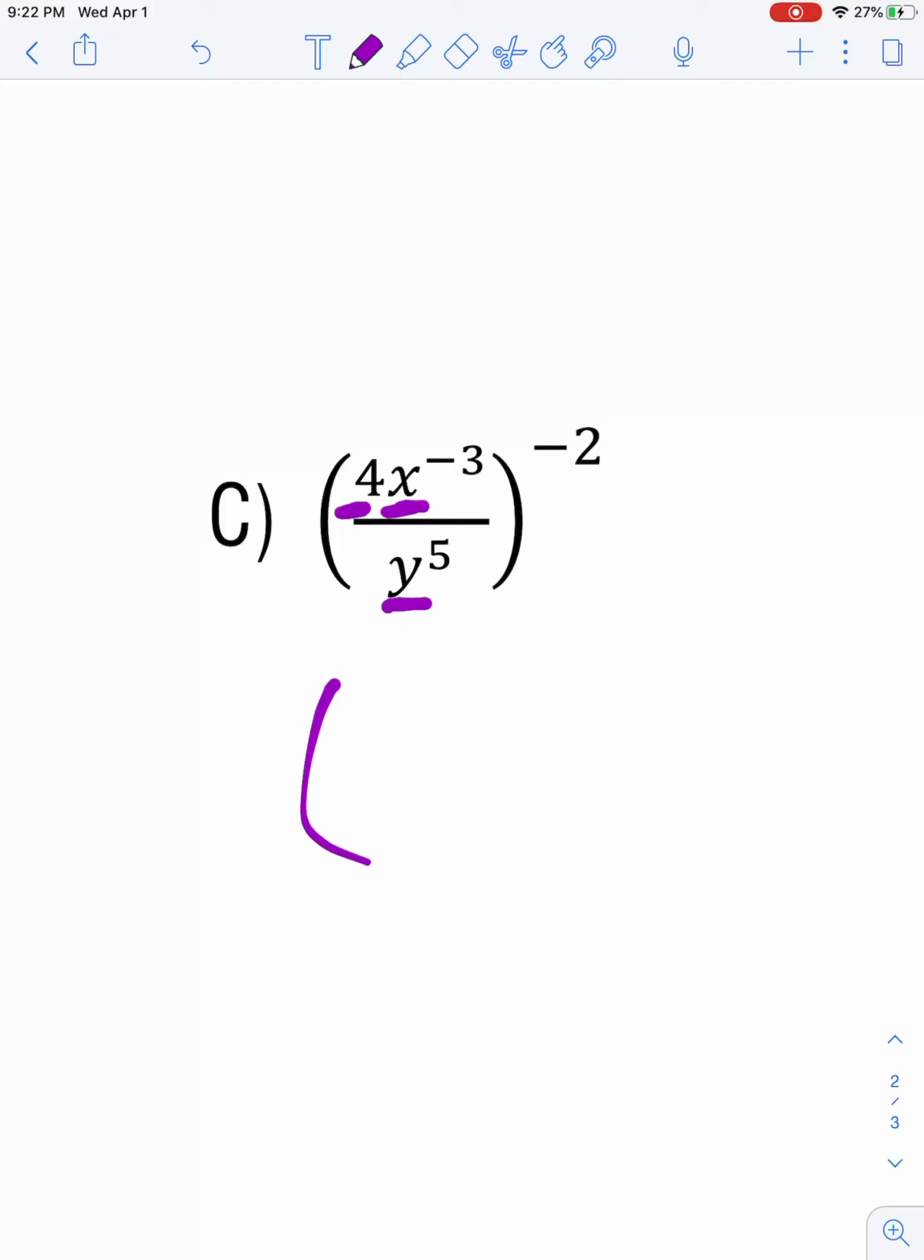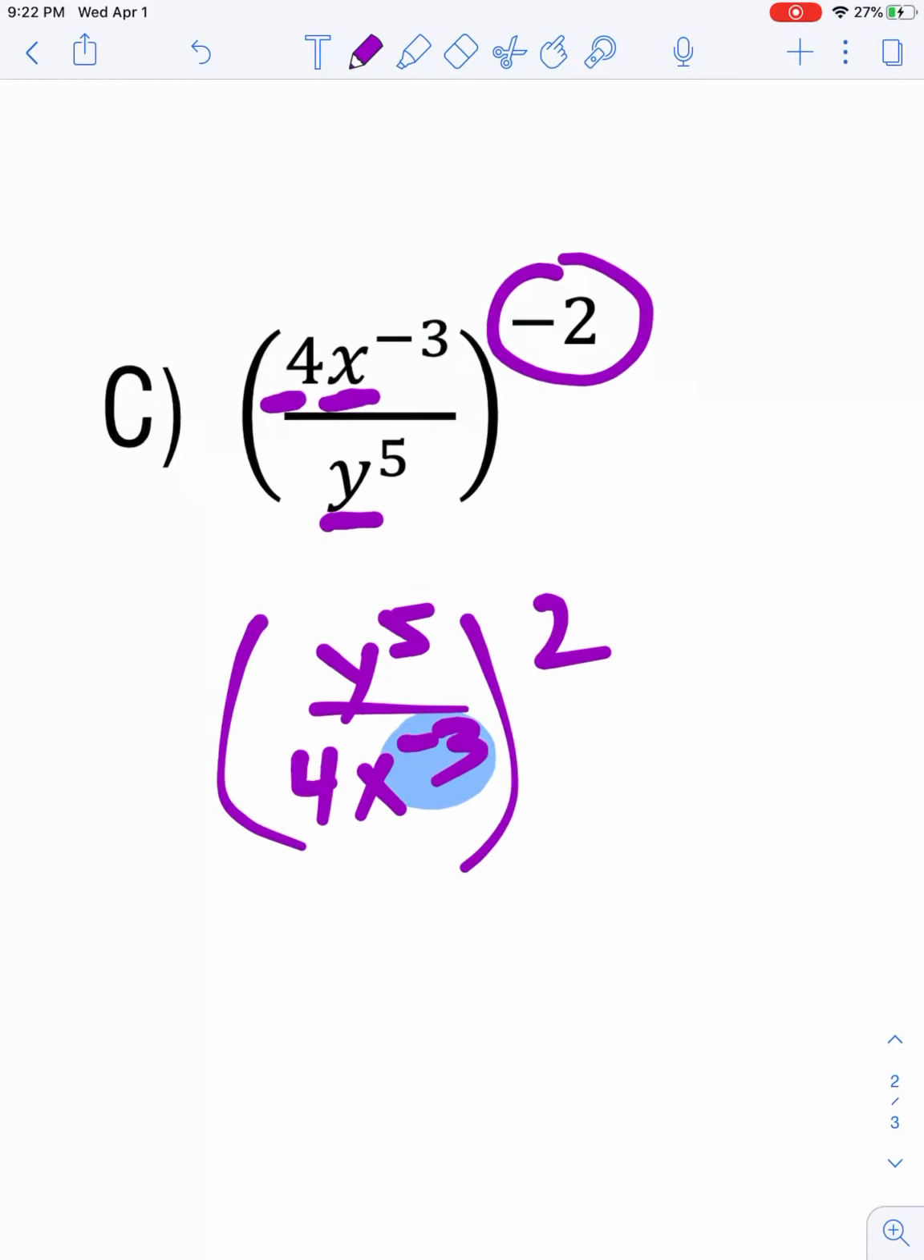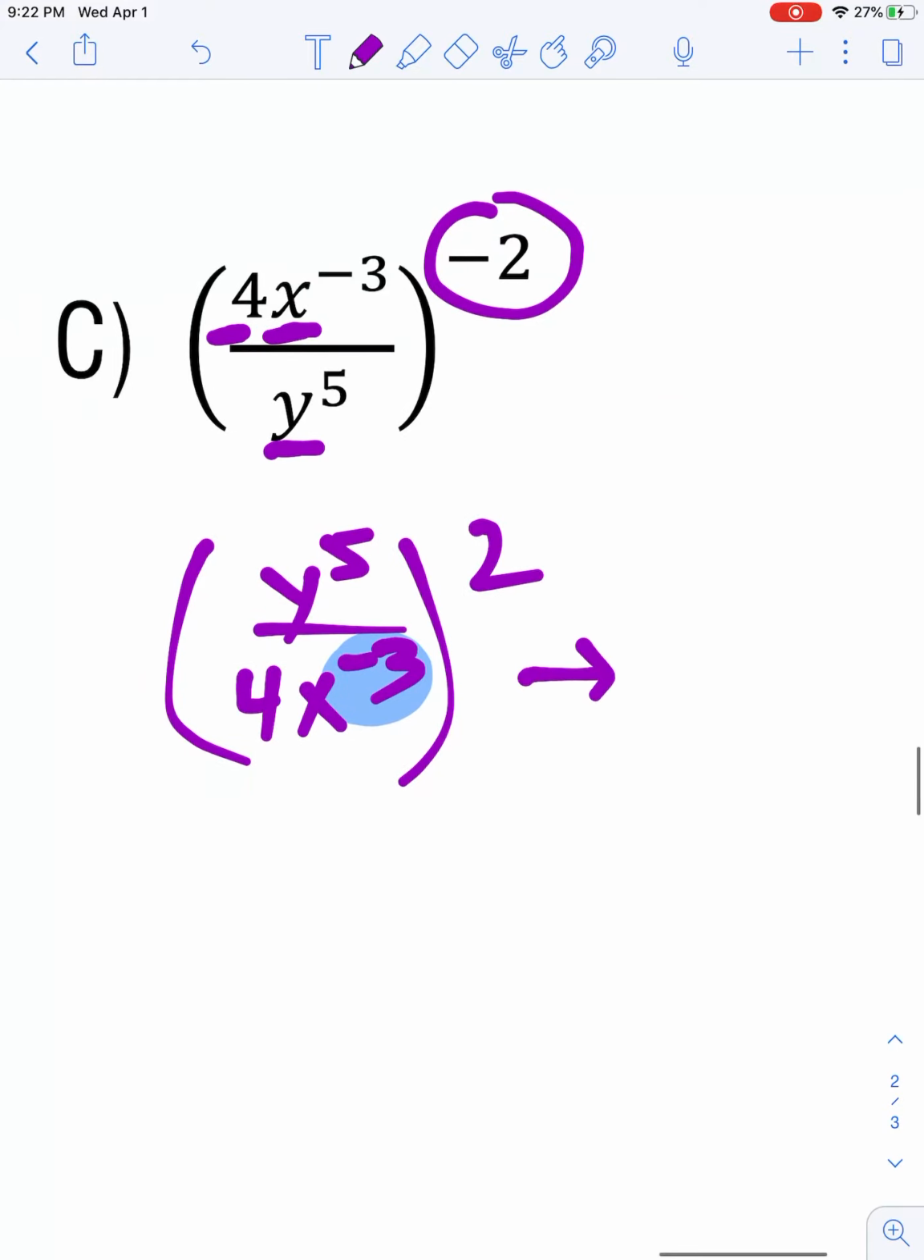But what I'm going to do here is the same thing I did before. Change that negative exponent to a positive and take the reciprocal. Y to the fifth over 4x to the negative 3. Now notice this negative didn't go away. All right, so now you kind of have two options.